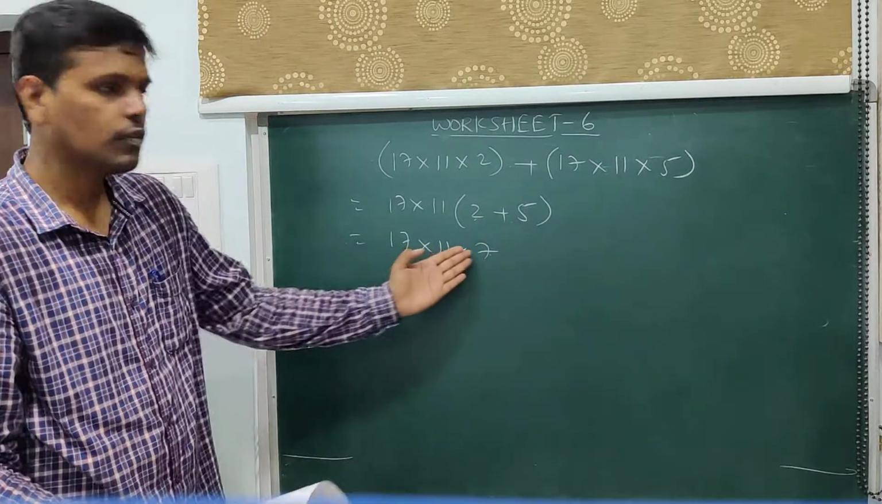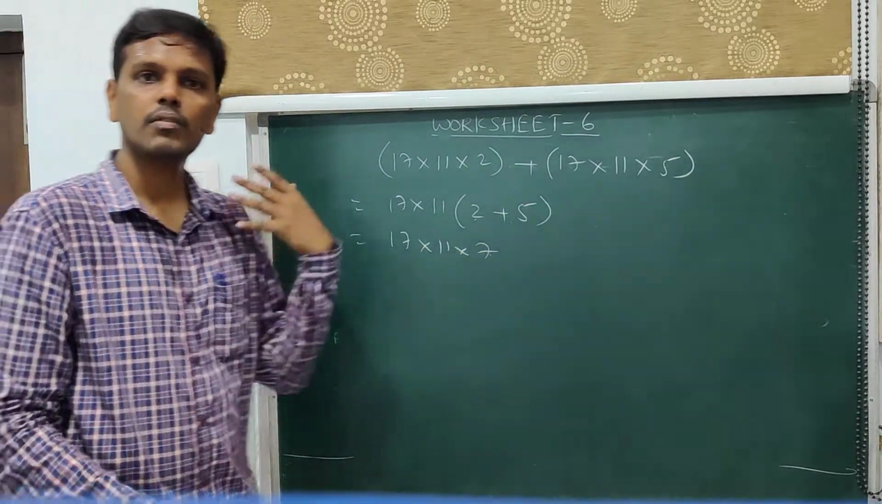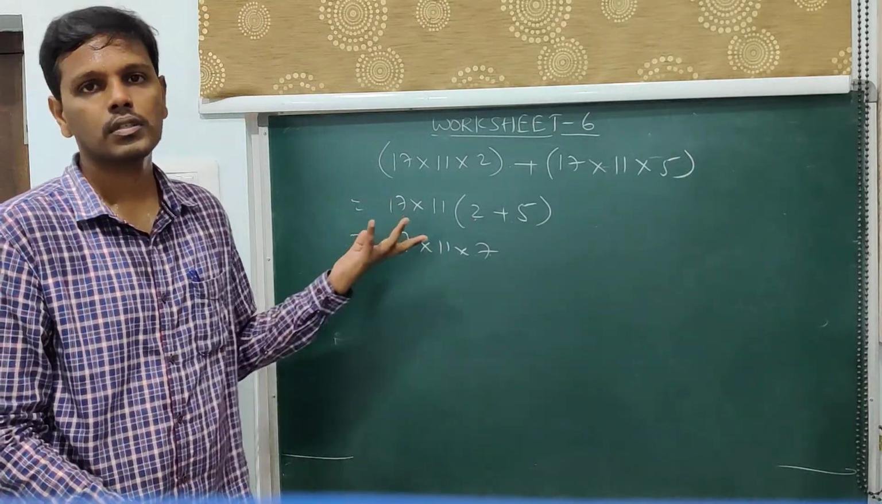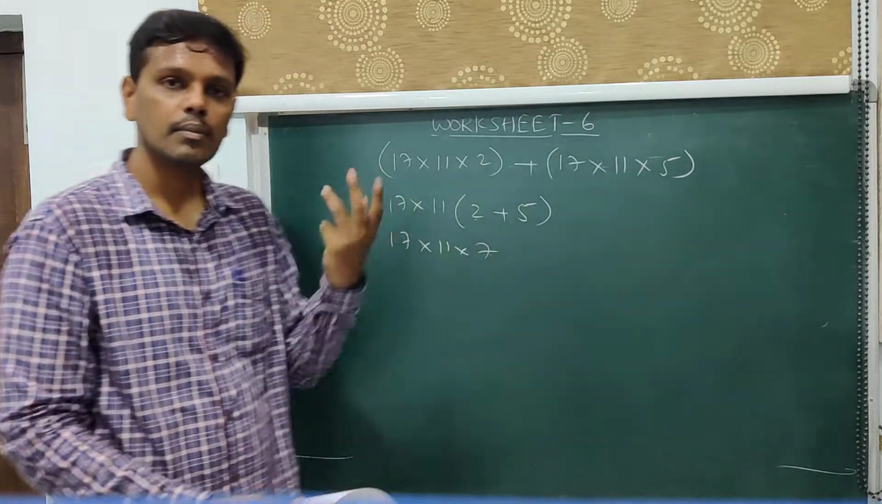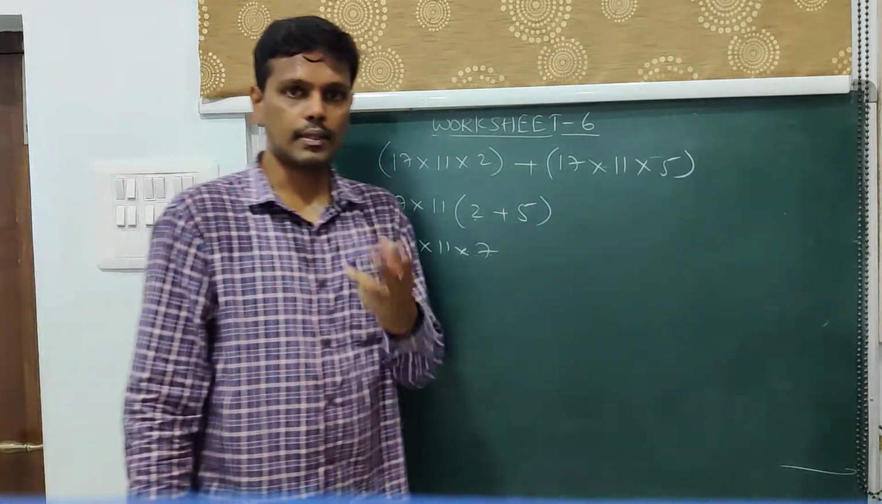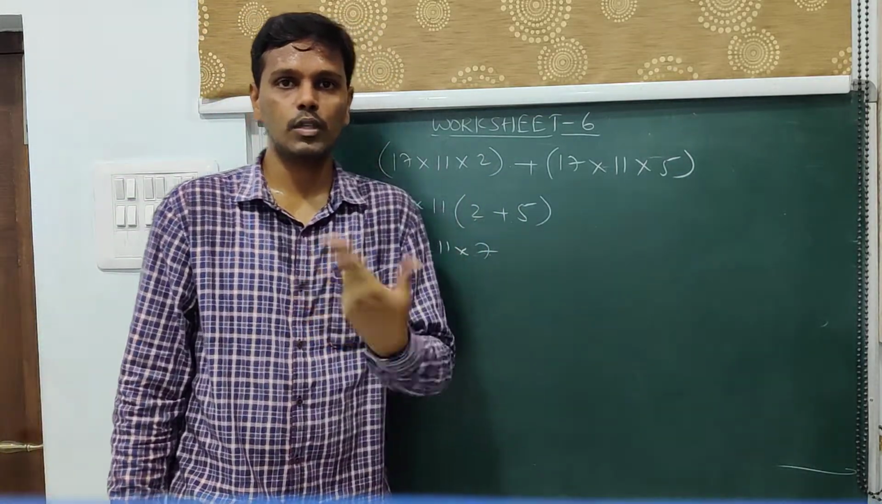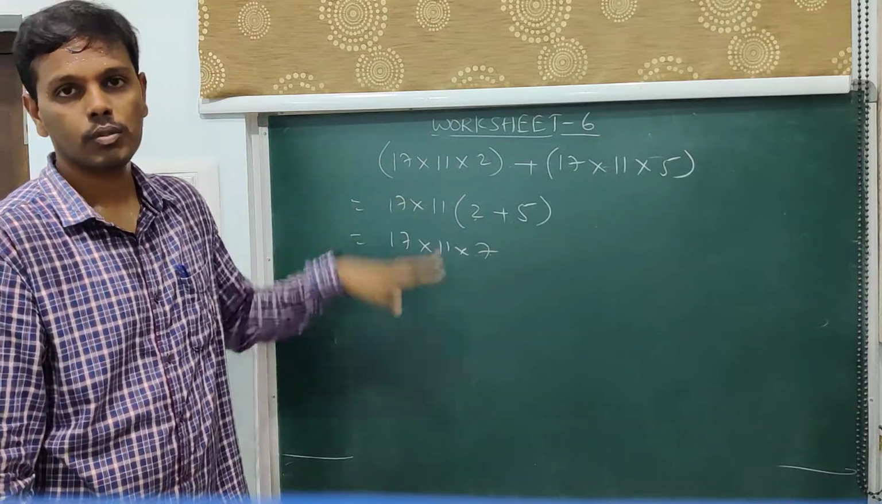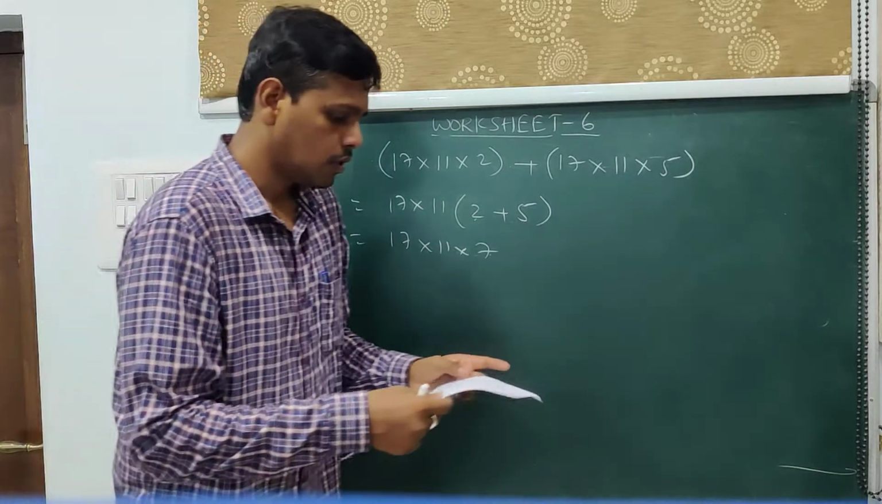Now clearly you can see 3 factors here. Any number which has got more than 2 factors is a composite number. Clearly you have 3 factors, therefore it is a composite number. That is, any number which has got more than 2 factors is a composite number. So that is the way you will be concluding.